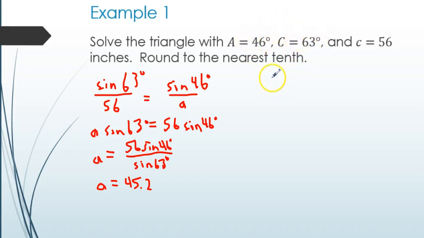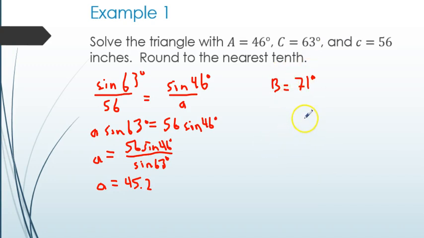And remember, I also mentioned that you can always find the missing angle, in this case B, by doing 180 minus the two that you know. So in this case, you should be getting that angle B is equal to 71. And now that we have that missing piece of information, we can use the formula again for law of sines. This time I'm going to be setting the information from C equal to the information from B.